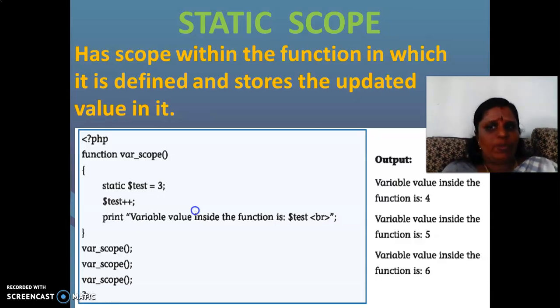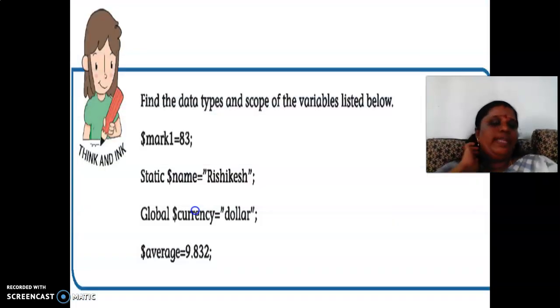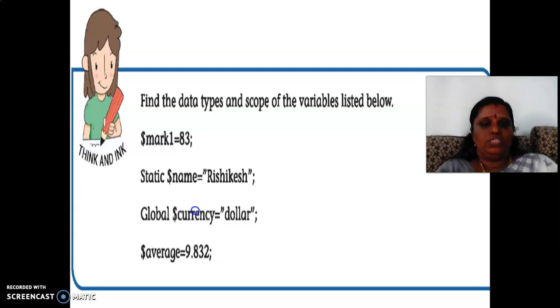You also have this program in your book. Please refer to that. The next one is the Data Think and Think session 2.3. So find the data types for these 4. You want to find the data type and also the scope of the variable. What is the scope? Either it is global or local or static. If there is no keyword, it is a local variable, local scope. Okay.